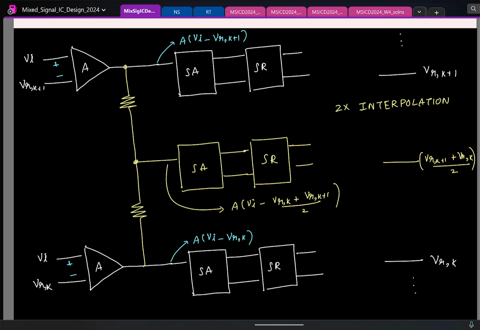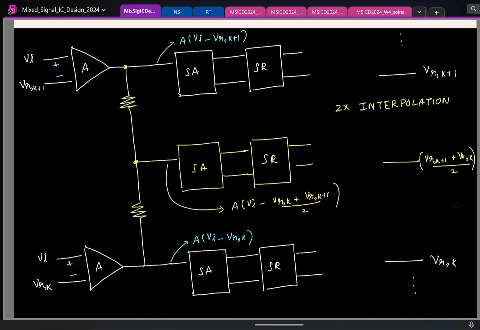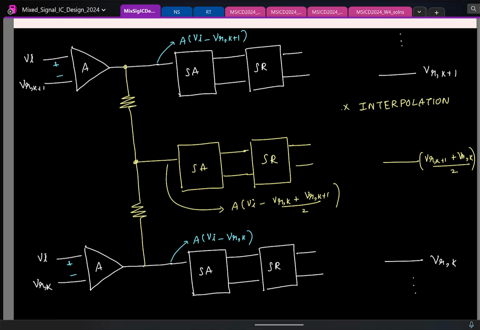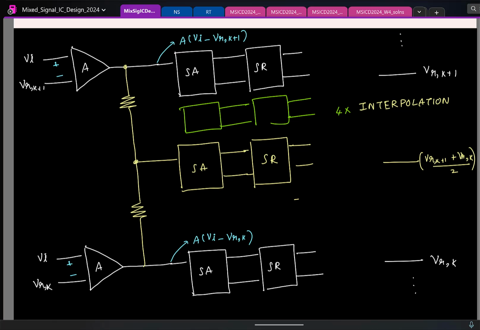So this is 2x. Of course, I don't necessarily have to stop at 2. Let us say I want to do a 4x interpolation. We can think of it like a recursion. In between these two, I'll add one new branch, so I'll have one StrongARM latch to make one comparator. I'll actually erase this thing now.